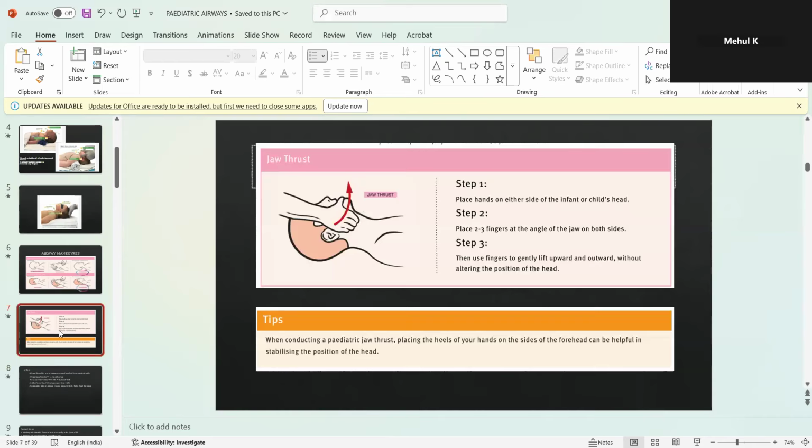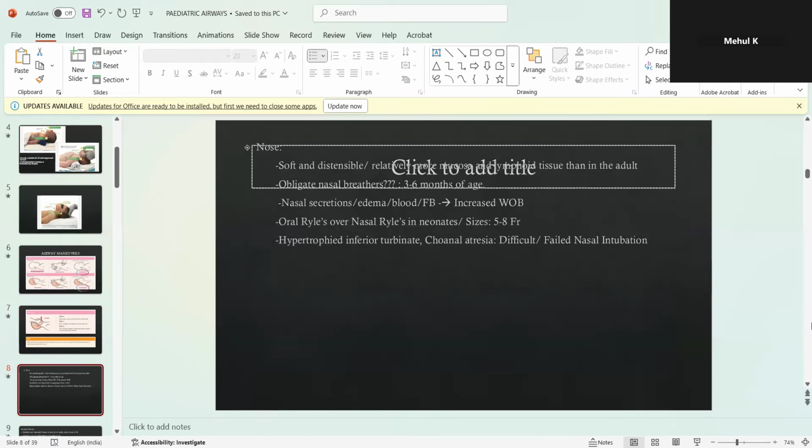So, after you have dealt with the airway maneuvers, let's start with the nose. How is a pediatric nose different from adult? The nose is soft and distensible. It has got more mucosa and lymphoid tissue.